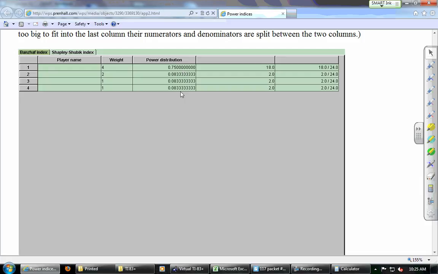The Shapley-Shubik one, we didn't see it, but it already did it for us. So when I hit that word compute, it says exactly what we said, 75%, 8.3, 8.3, 8.3, and it gives you the fractions over here, 18 out of 24, etc.